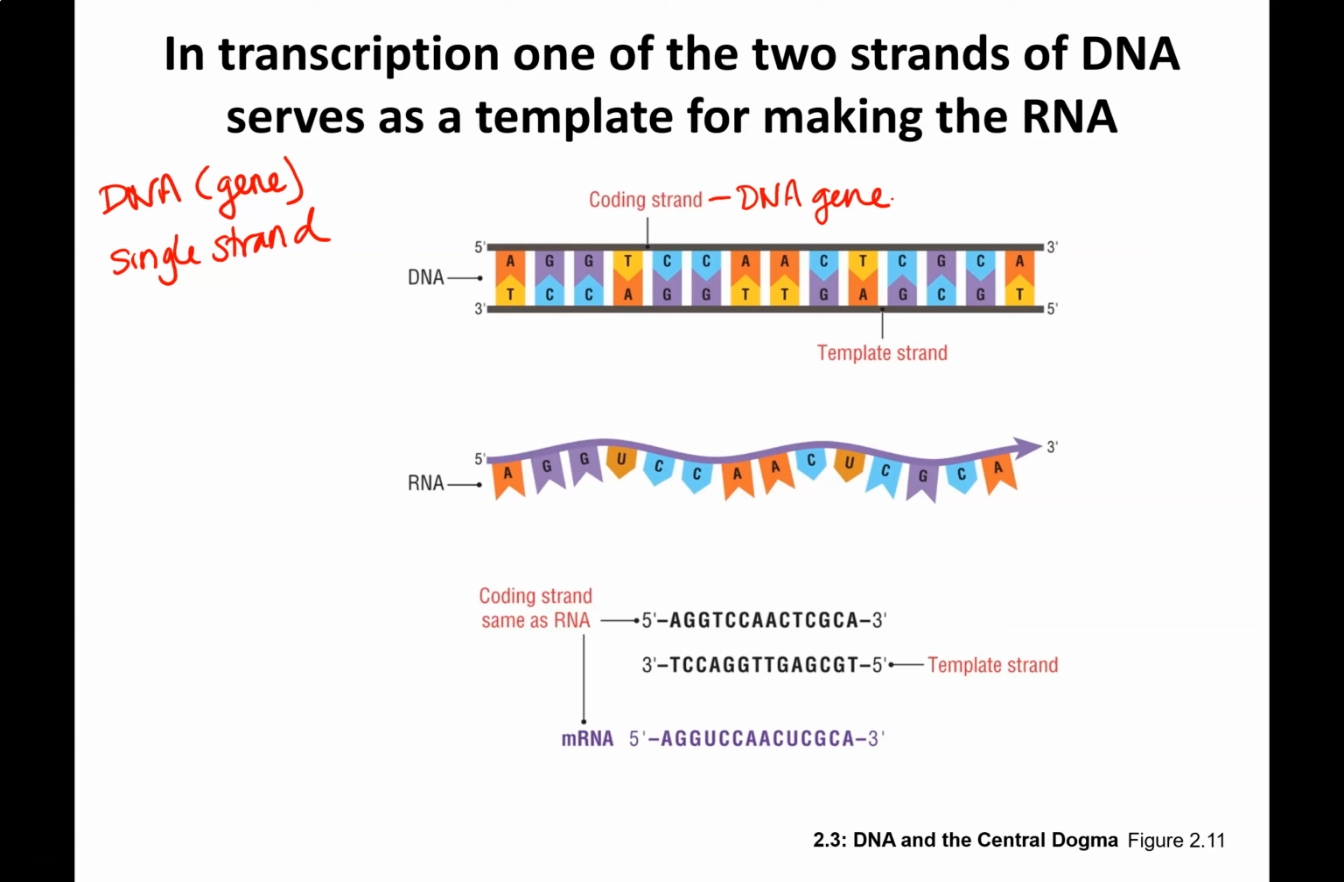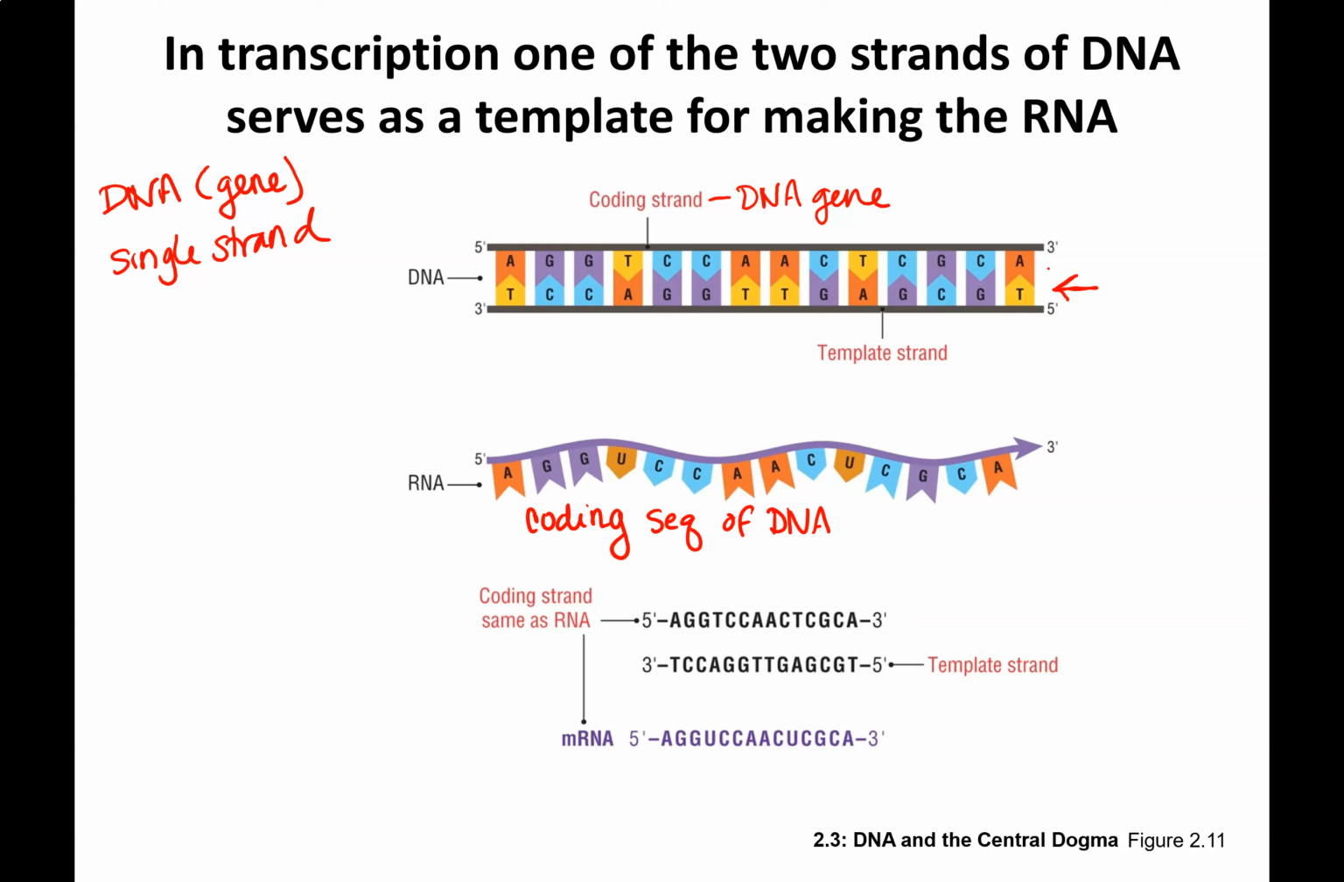Now remember that these are complementary. So if we open them up and use the template strand to make a complement, we actually get our coding strand. So this was the coding sequence now in RNA. That is the same as the coding strand in our DNA. So now we have, by making the complement of the template strand, the same strand as our coded gene. We cannot use the coding strand because otherwise, if we do that, we get the complement, and that's not going to produce the protein that we want.